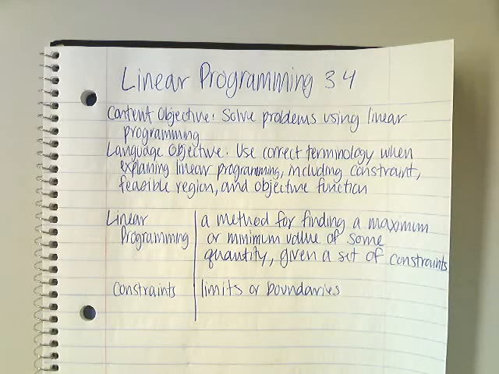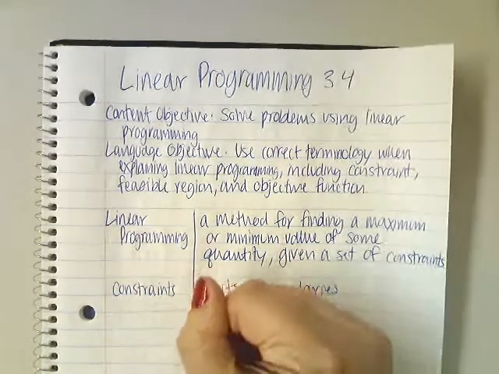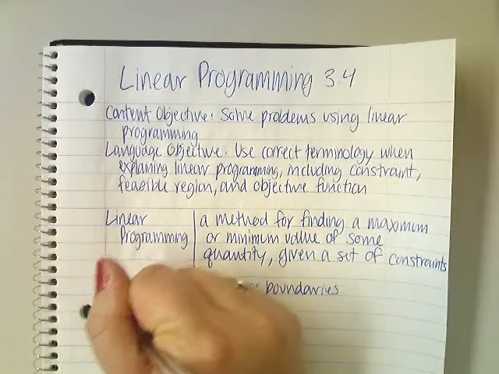So I've already written definitions for two terms here, including linear programming. Linear programming is a method for finding a maximum or minimum value of some quantity given a set of constraints. And constraints are just limits or boundaries that are put on a certain region, or to create a certain feasible region, which is our next word.